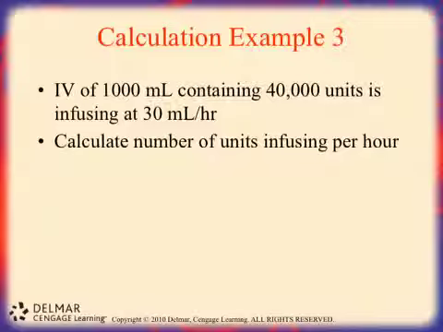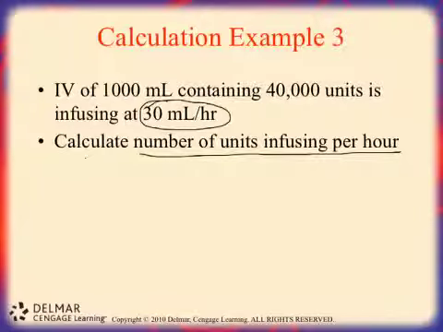Okay, this particular one is a little bit different. It is asking us to calculate the number of units infusing per hour. So what we have is an IV of 1,000 milliliters. It contains 40,000 units, and it's already infusing at 30 milliliters per hour. So what it's asking us then is to calculate how many units of heparin this patient is getting per hour.